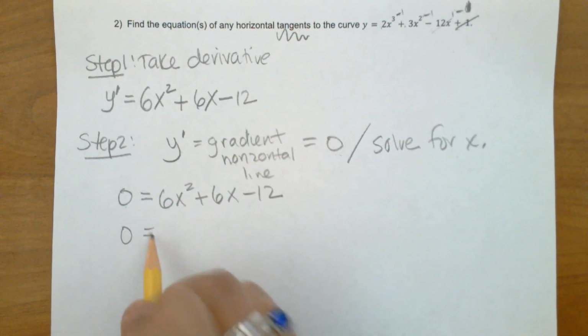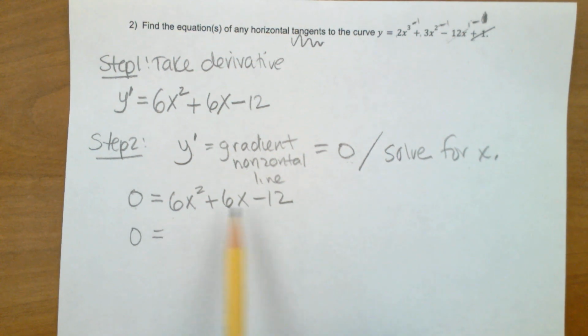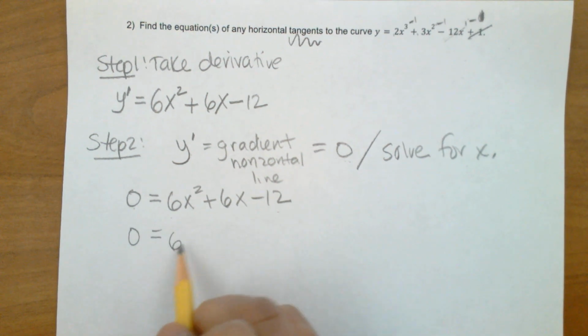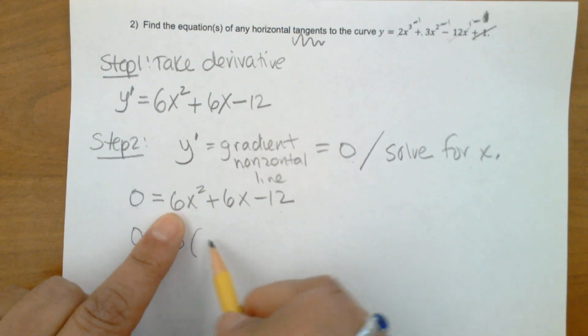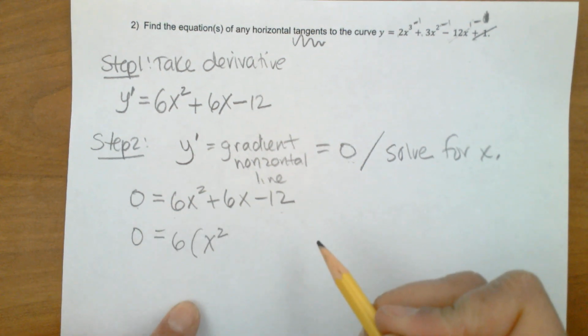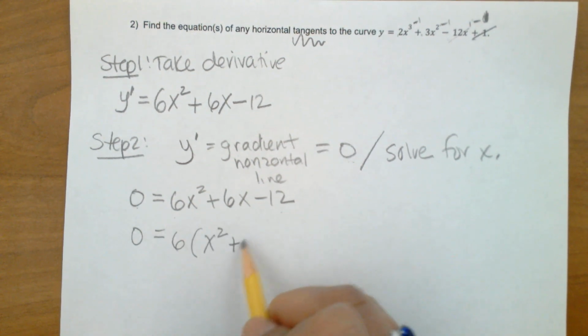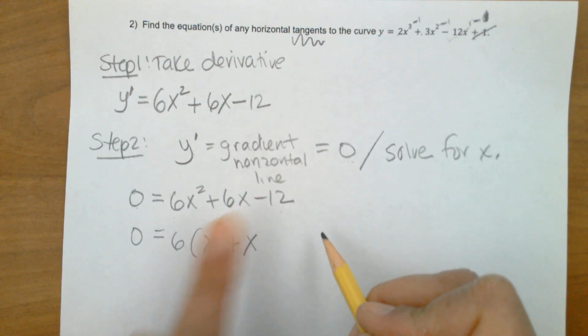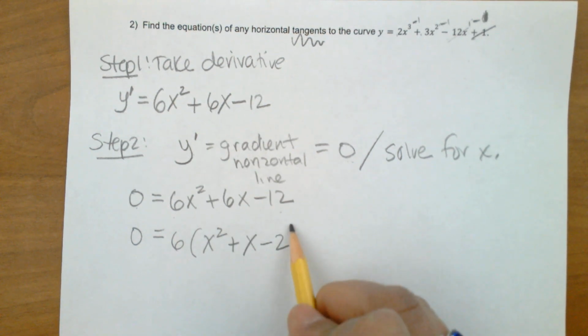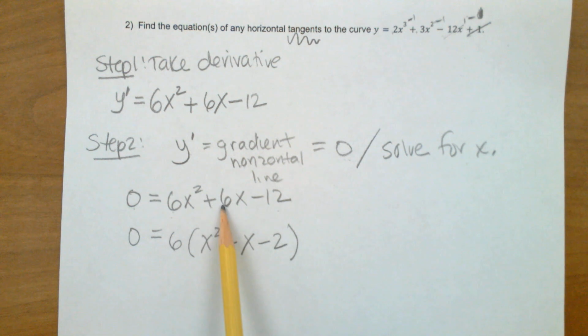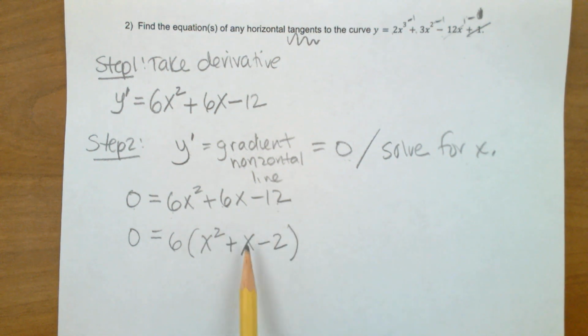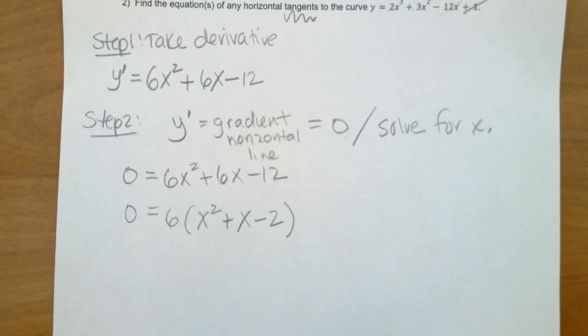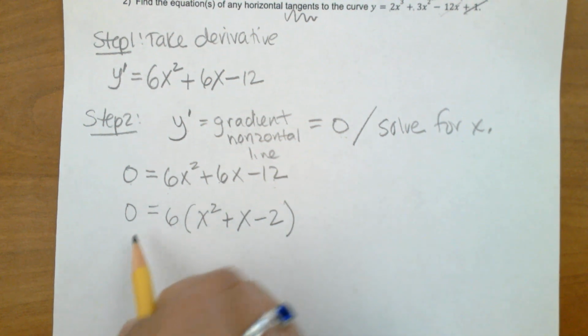In order to do that, I see I have 6 and I have negative 12. I can divide a 6 out. 6 divided by 6 leaves us with x squared. 6 divided by 6 leaves us with x. Negative 12 divided by 6 leaves us with a negative 2. All I did was divide everything by 6, and I was able to rewrite it over. This makes it easier for us to factor.